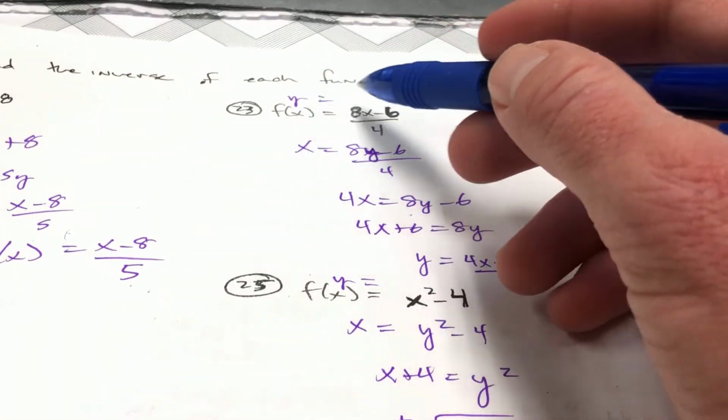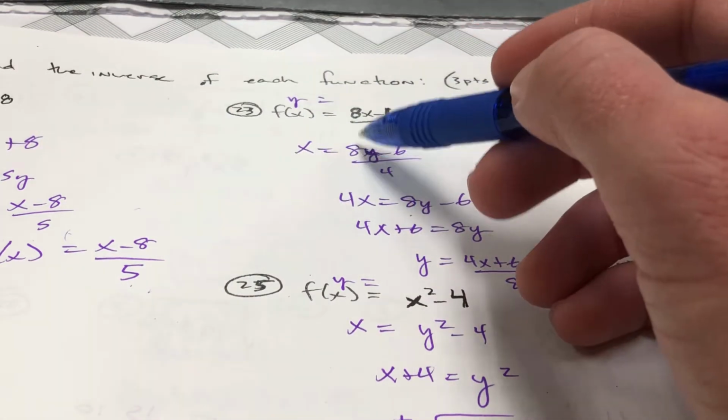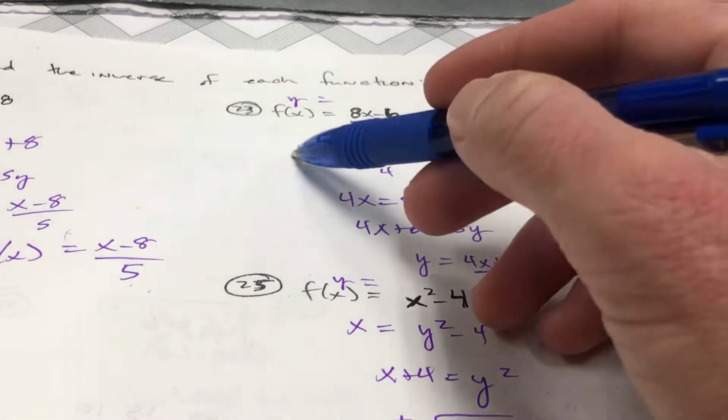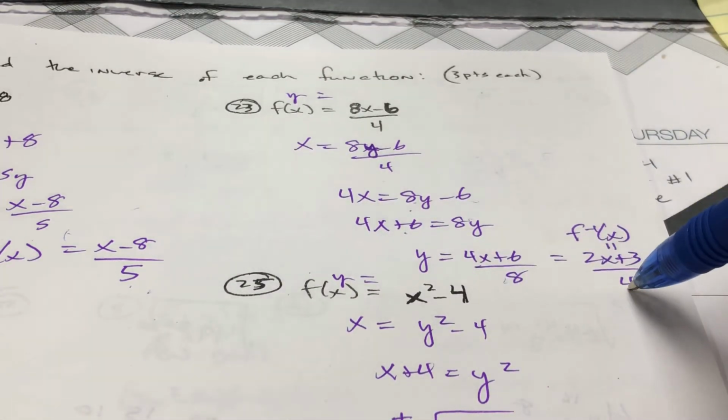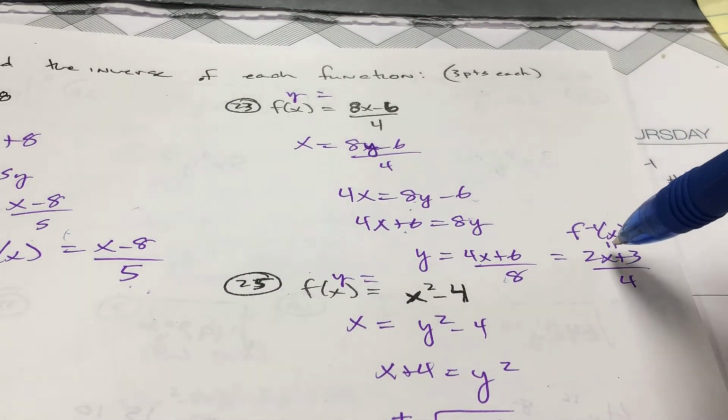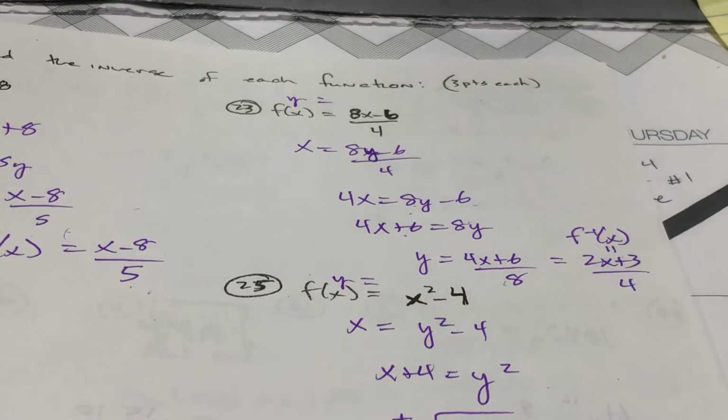23, y equals blank. So now you've got x equals (8y minus 6) over 4. Multiply by 4. Add 6. Divide by 8. I can divide everything by 2. F inverse of x is (2x plus 3) over 4.